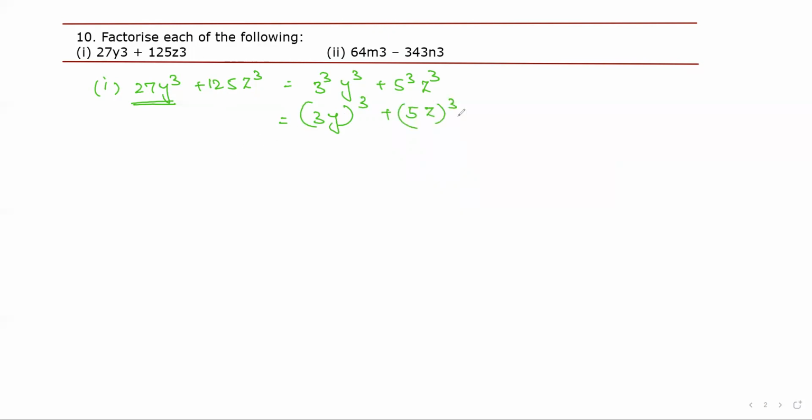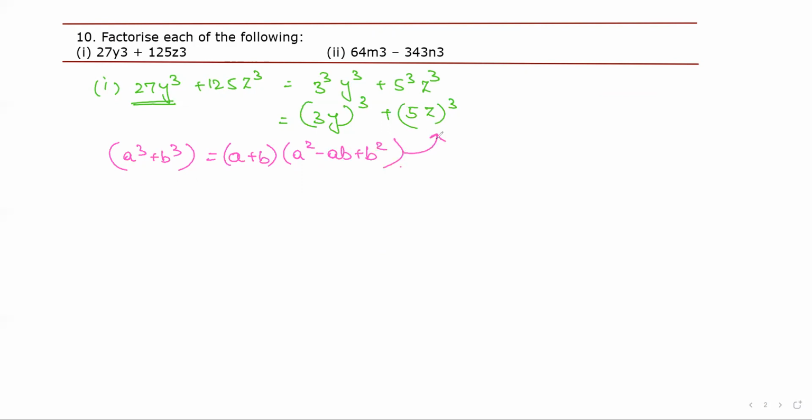This looks something like a cube plus b cube, whose formula we just saw in the previous question. Let's write the formula. We have a cube plus b cube is equal to, it should be memorized as a formula, (a plus b) into (a square minus ab plus b square).